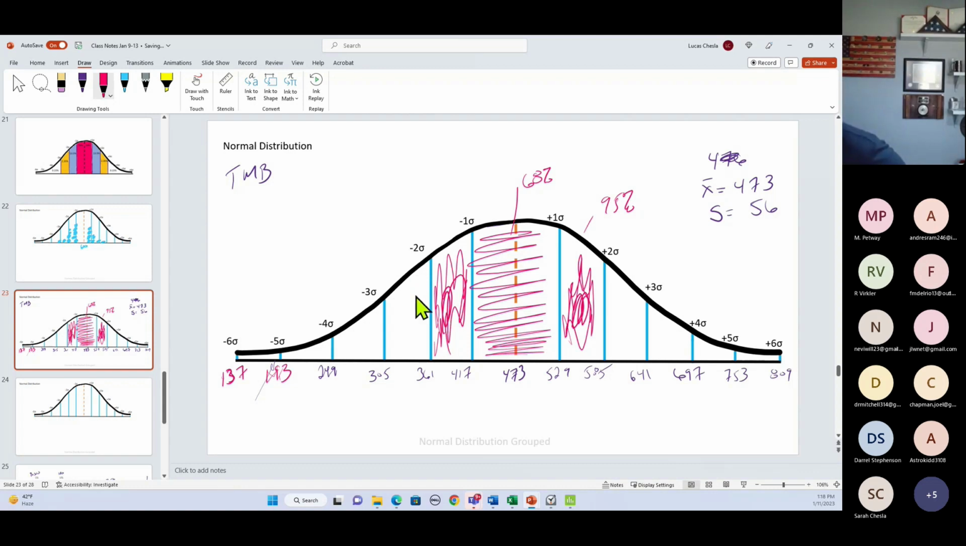And then I'll go out to 3, which is 99.7. I would expect that to fall between 305 and, what is it, 641. Okay, that's real. We'll stop at 3 for a minute. And then all the way out to 6 sigma, I would expect 99.9997% to fall between 137 and 809.